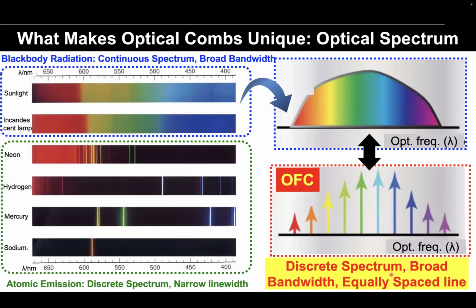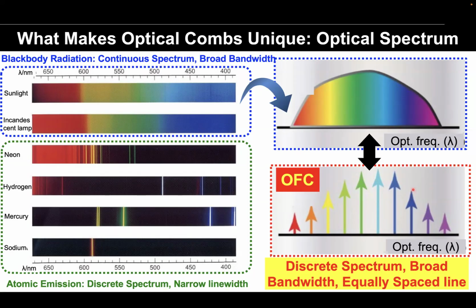So what makes the optical comb unique? The answer is the optical spectrum. Broad blackbody radiation, such as sunlight, has a continuous spectrum with a broad bandwidth, like here. This means it covers many wavelengths, but without a sharp structure. On the other hand, atomic clock emission shows a discrete spectrum with a narrow linewidth at specific wavelengths, but its wavelength is localized and limited.